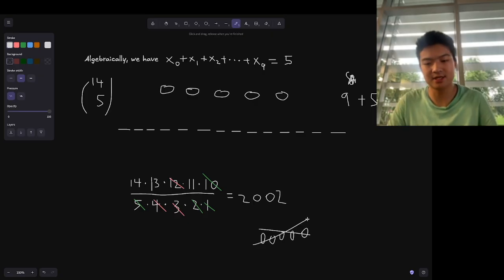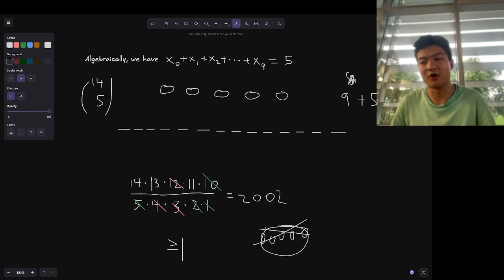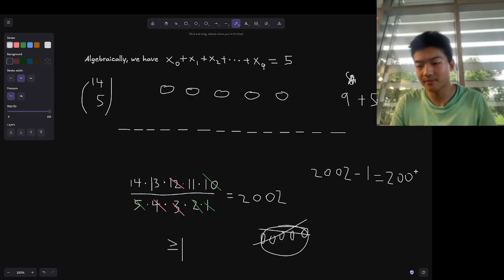After we exclude this construction, if the number is not 0, 0, 0, 0, 0, and it's non-increasing from left to right, then we know that the leading digit must be at least 1. Oh, so I know now. Only this 5-digit number is an invalid construction. So what we really have is a total of 2002 minus 1, which is a total of 2001 valid 5-digit integers that are non-increasing from left to right.